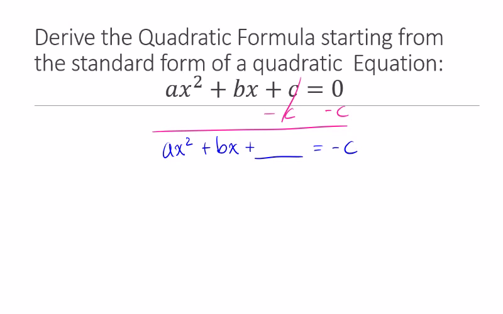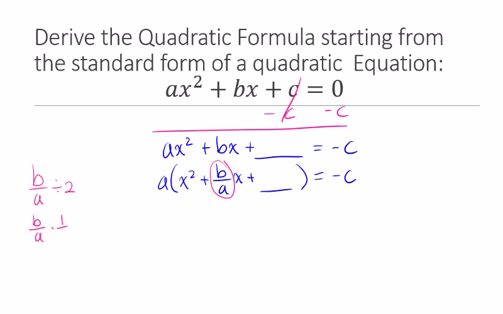So what I'm going to do is put an a out here. Remember, if I factor out a, I'm dividing by a, so it's b over a x. Okay. All right, so then I know what goes in here is going to be half of this, squared. So let's just take half of b over a. So b over a divided by 2, same as b over a times a half, which equals b over 2a.